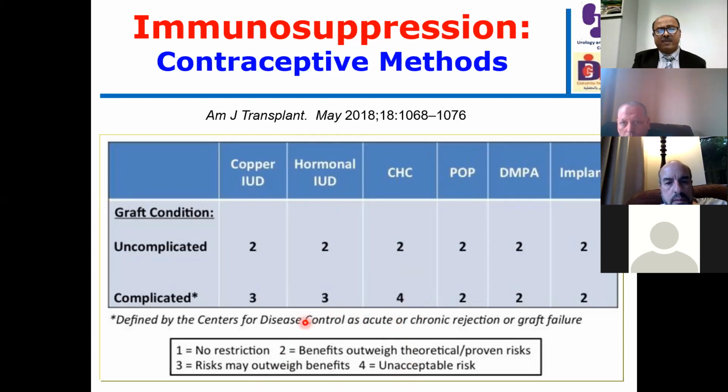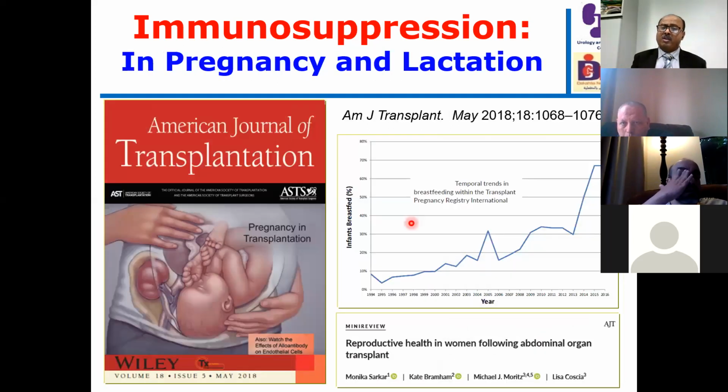So if we have graft dysfunction, it is better to use either dermaplant or progestin-only pills, and avoid IUDs and combined hormonal contraceptive pills. The tendency nowadays is to encourage lactation, provided that the lady is treated with steroid, calcineurin inhibitor, and azathioprine. And as you see, the trend for allowing lactation has increased up to 80%.